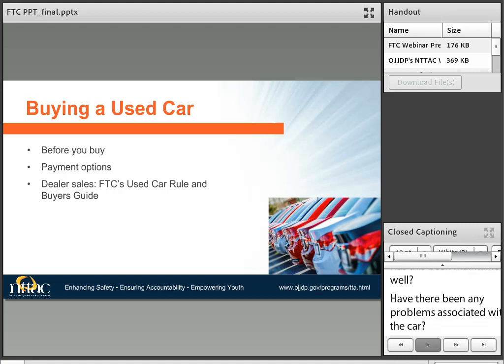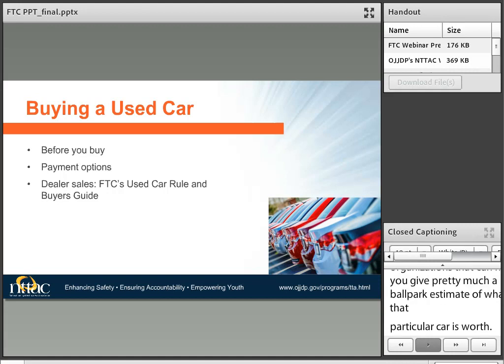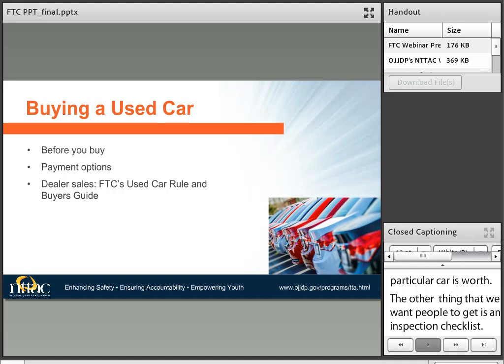And probably most of you have heard of companies like Edmunds and other organizations that can give you pretty much a ballpark estimate of what that particular car is worth. The other thing that we want people to get is an inspection checklist. You can download these off of the web. There are lots of resources for that, but it's really a guide to help people know what to look for, especially if they've never dealt with a purchase of a car or really dealt with cars in general.